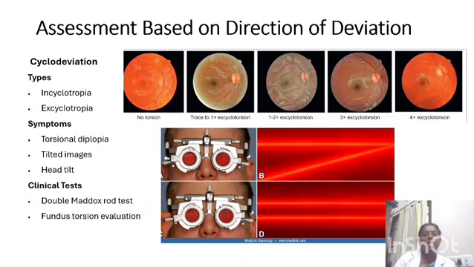Cyclodeviation is a torsional misalignment of the eyes resulting from abnormal rotation around the visual axis. Patients commonly present with torsional diplopia and compensatory head tilt. The double Maddox rod test is the gold standard subjective test for measuring cyclodeviation, while superior oblique palsy remains the most common clinical cause. The position of the fovea relative to the optic disc is the marker for detecting ocular torsion in cyclodeviation.